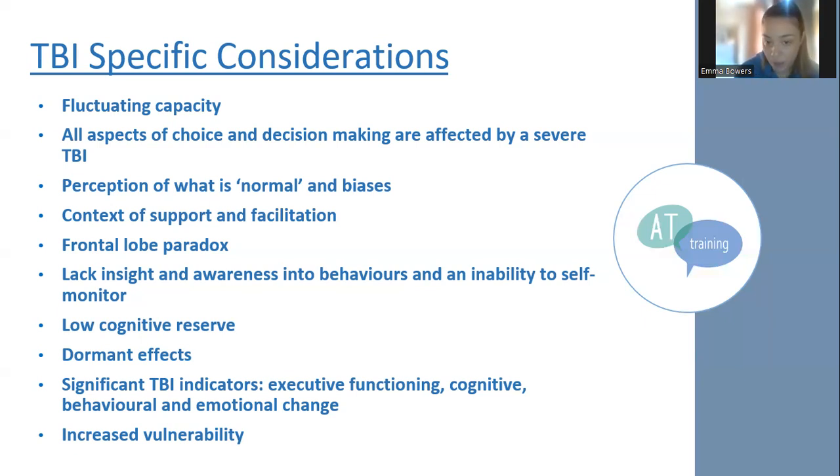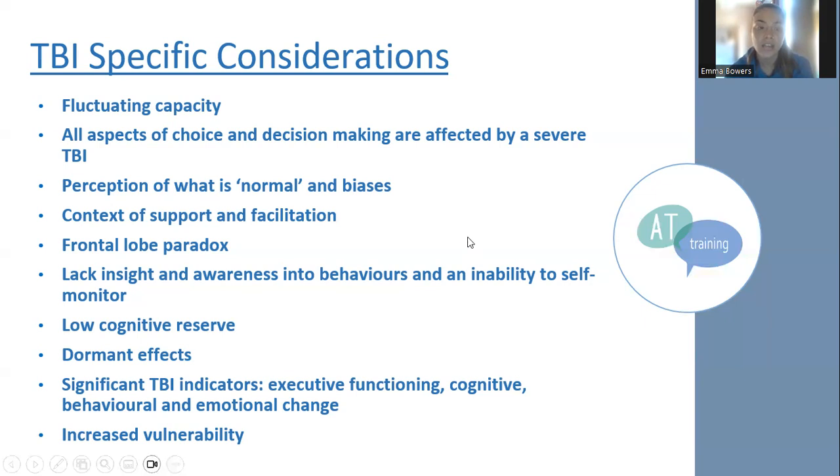We've discussed dormant effects already, and then we also have significant TBI indicators that we always need to bear in mind, which is executive functioning, cognition, behavioural and emotional change. I've not mentioned personality, and I've not mentioned communication, but those are also highly important factors, though they largely link to the factors that I have popped down.